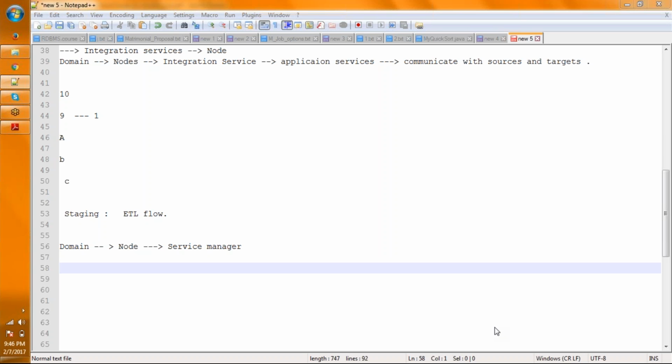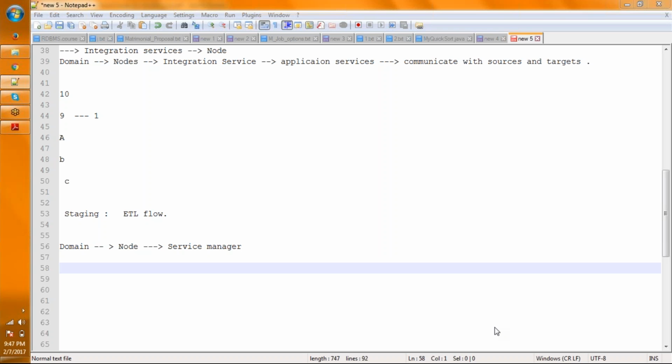Could you read out the definition that you have written? Yeah, just give me a minute. Okay, application services are a group of services which represent the Informatica server based functionality. Example? Yes.